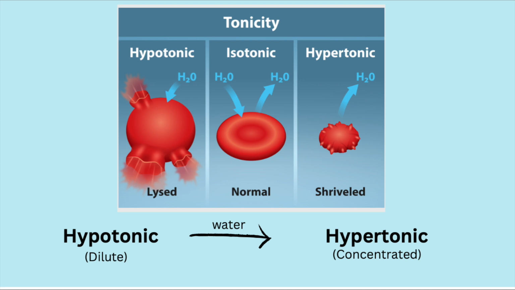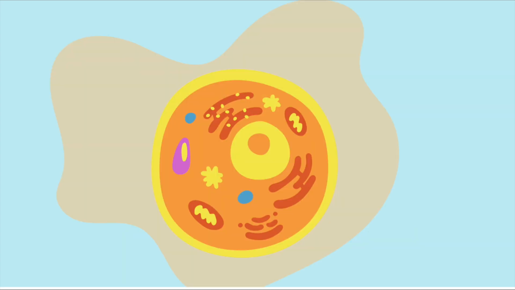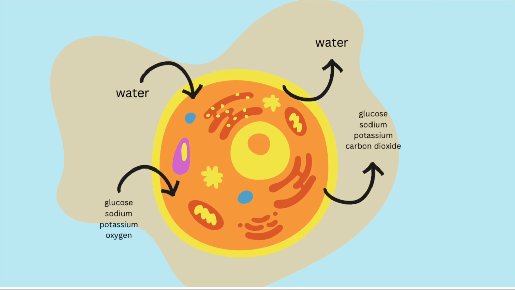The key takeaway in figuring out which direction water moves in is to determine which solution is hypertonic and which is hypotonic. Once we understand that, we can easily predict which direction water will travel in. The reason we study diffusion and osmosis in biology is because these processes constantly occur in the cell. Water and other molecules like glucose, sodium, potassium, oxygen, carbon dioxide, etc. are constantly entering and exiting the cell through diffusion and osmosis.